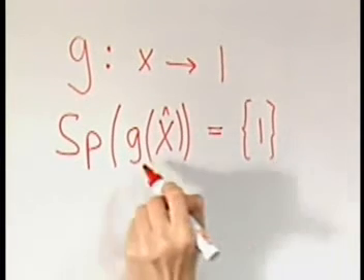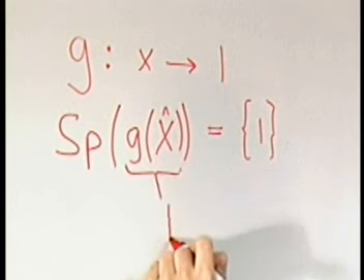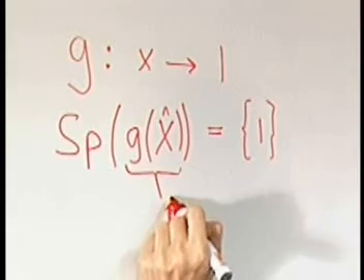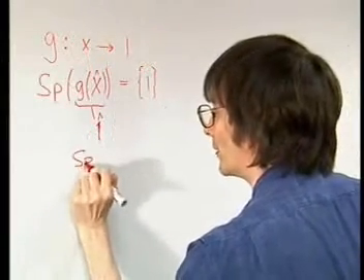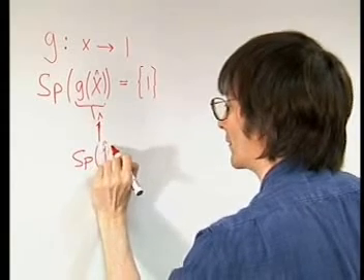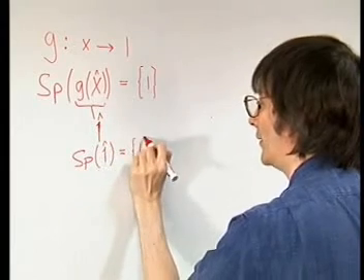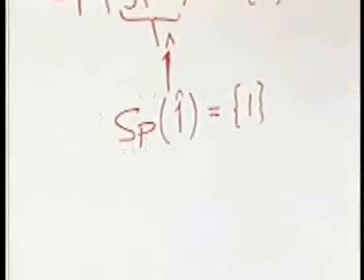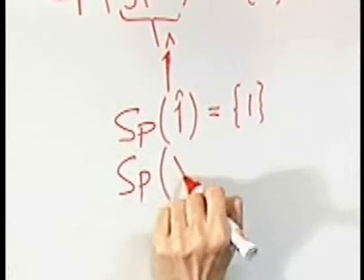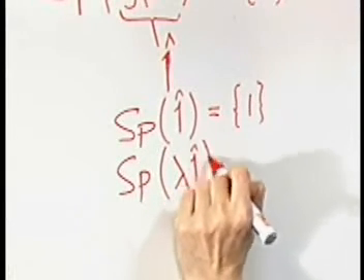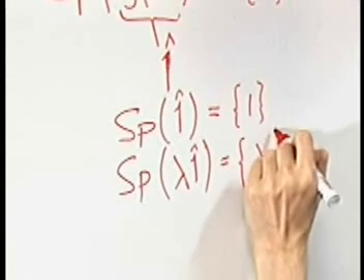We call this trivial observable the unit observable, 1 hat. Spectrum of 1 hat equals the set containing 1. Similarly, lambda times the unit observable, where lambda is any real number, must be another trivial observable, the one where the only possible outcome of measuring it is lambda.